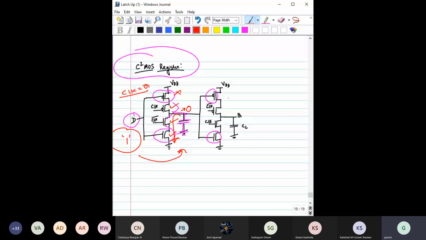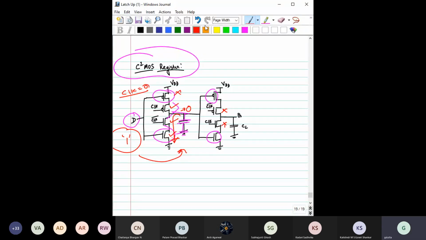When the clock equal to 0, okay. When the clock equal to 0, this is clock bar, this is off, this is off, right? So that means whatever be the stored value in this capacitor, that is now completely disconnected, right? We should not bother what is this state or this state, because these two transistors are already off, right? So that means it can neither be charged nor discharged, right? It is isolated, so it will try to store its value, right?